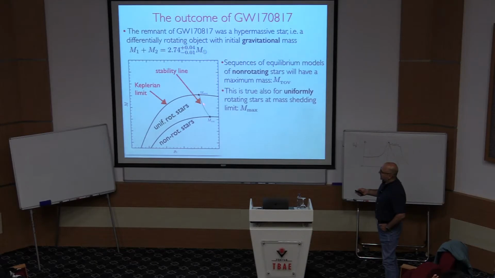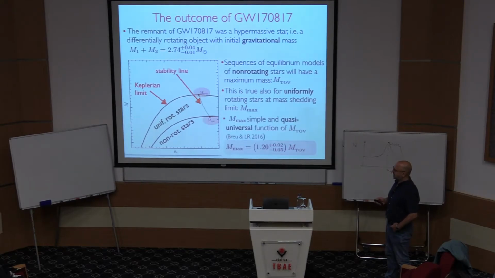This line over here that joins these two maxima is called the stability line. You can find it numerically or through some approximate criterion. But anyway, it's a line, and anything that crosses this line will produce a black hole.